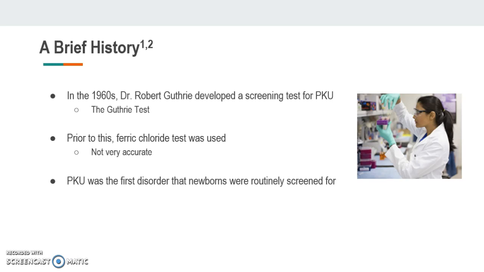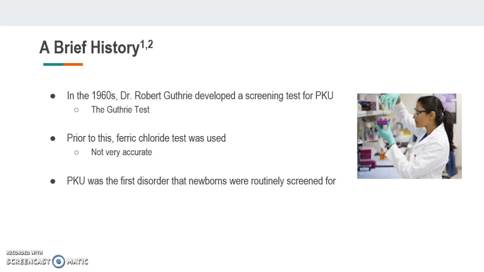In 1962, Dr. Robert Guthrie developed a diagnostic test for PKU. The Guthrie test is a bacterial inhibition assay. It uses a strain of Bacillus subtilis that requires phenylalanine for growth. Growth on the agar plate indicates excessive Phe, or phenylalanine, in the blood sample.